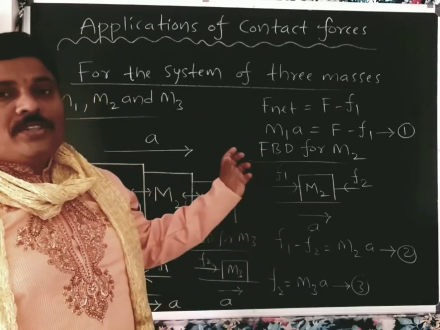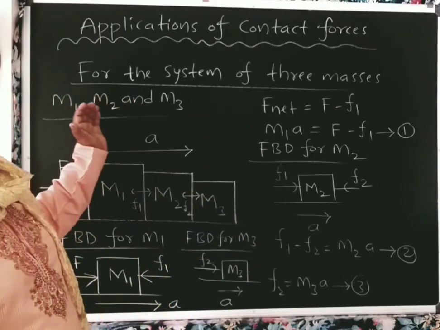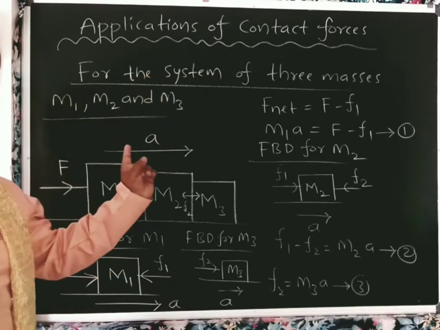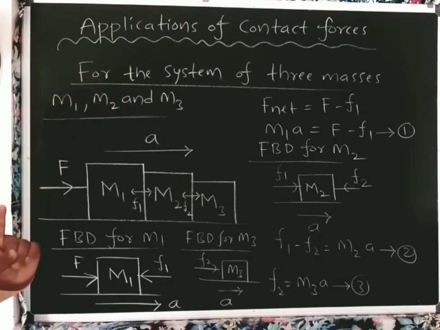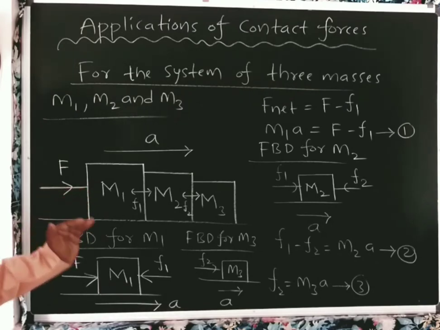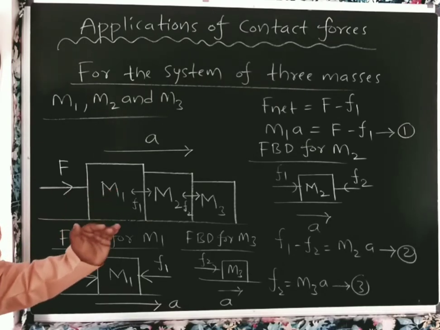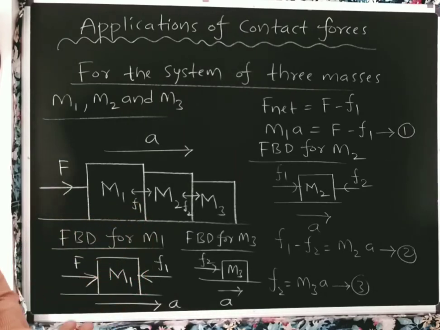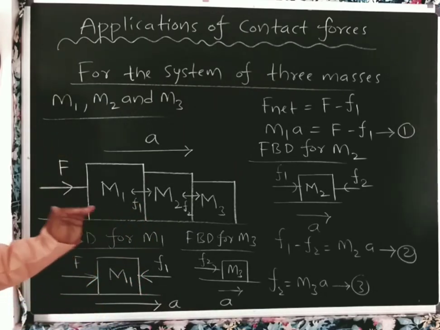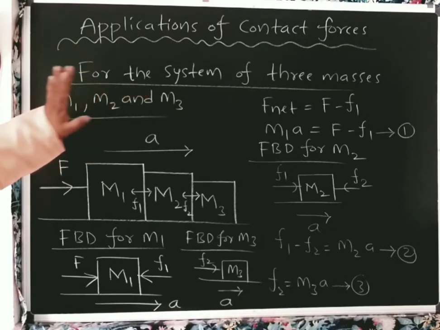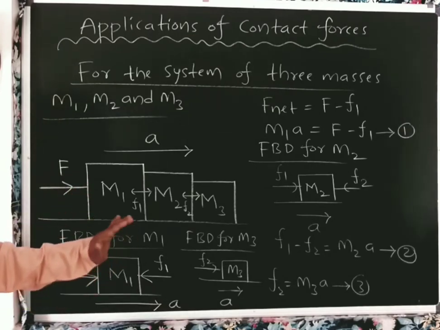So, previous continuation, what is the previous continuation? Applications of contact forces. Let us continue the system of three masses, based on how to get the acceleration and how to get the contact forces between the two surfaces. Out of three blocks kept in contact with each other along the horizontal surface, for the system of three masses M1, M2 and M3, how to get the expressions.